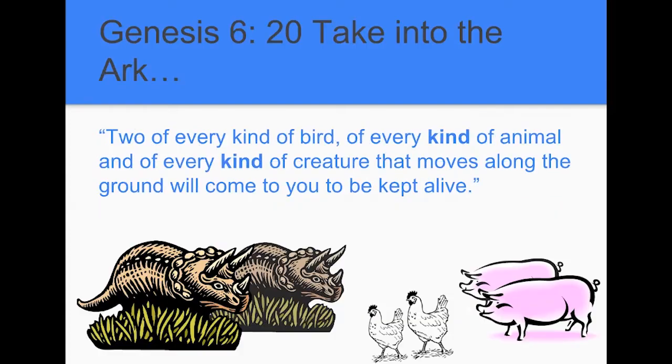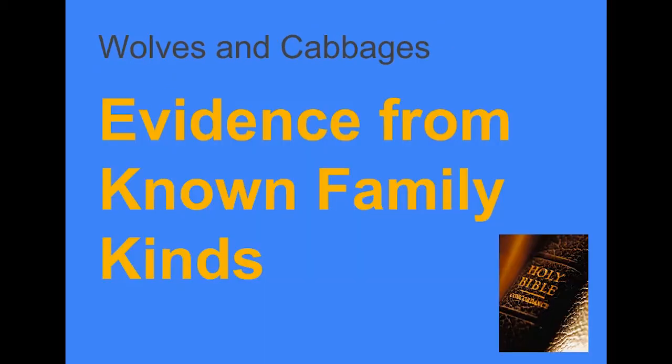That's important to note. Now, the idea of kind comes up again in the flood narrative. In Genesis 6:20, God says, "2 of every kind of bird, of every kind of animal, and of every kind of creature that moves along the ground will come to you to be kept alive." So not every variety, not every species, depending on how you use the word, but every kind, 2 of every kind. So let's take a look at some evidences from known family kinds.